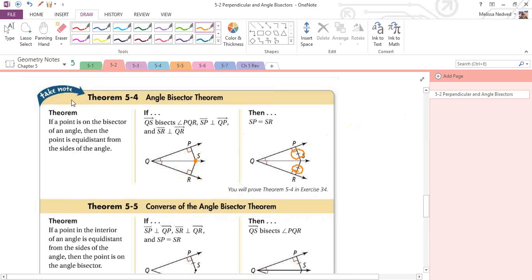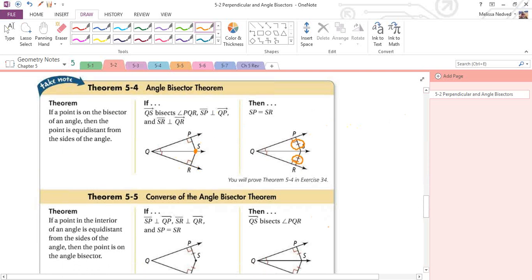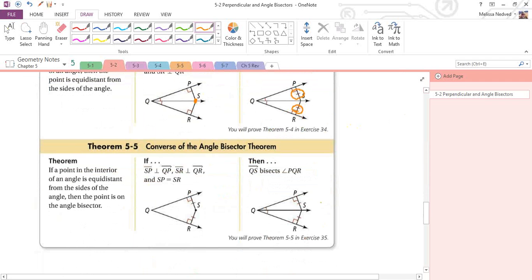Now, again, just like we did with our perpendicular bisectors, we have a converse theorem here, and it says, again, switching the hypothesis and conclusion. If a point in the interior of an angle is equidistant from the sides of the angle, then the point is on the angle bisector. Okay? So again, if I don't necessarily know that there's an angle bisector there, but if I do know it's equidistant, then I know it has to be on the angle bisector.